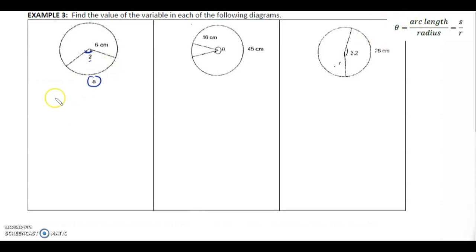So our original equation is theta equals arc length over radius. Let's sub in: theta is going to be 2 radians. Arc length is going to be A, and the radius is going to be 6. All we have to do is cross multiply. 2 times 6 equals the arc length. The arc length is 12 centimeters.